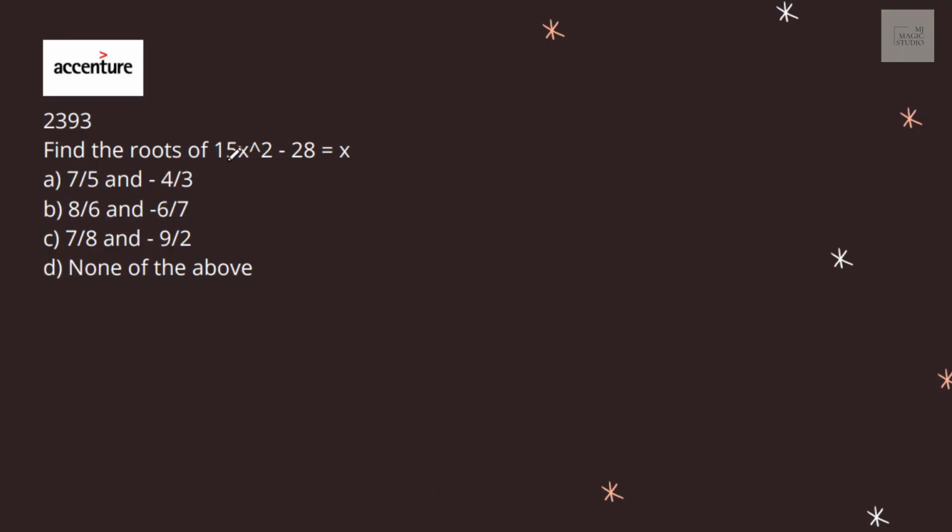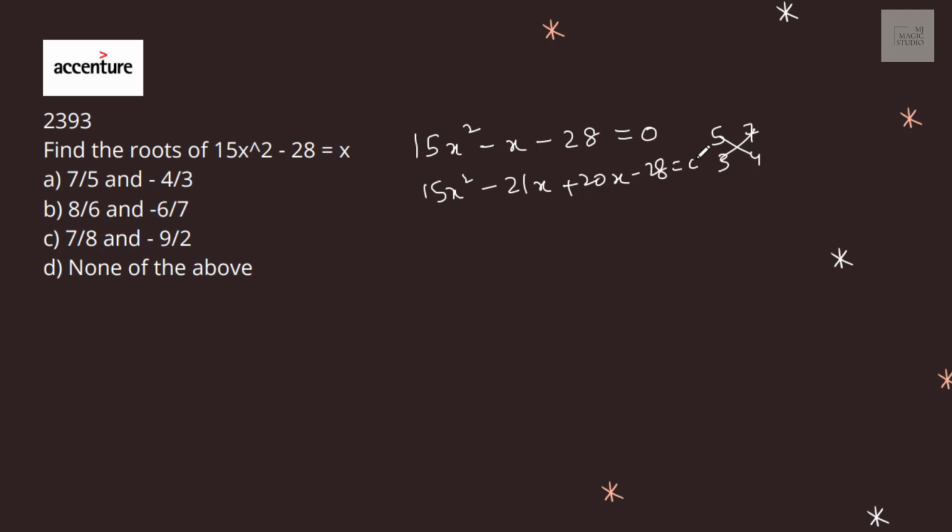Find the roots of, that means we just need to solve this and find the value of x. It is 15x square minus x minus 28 is 0. 15 is 5 into 3, 28 is 7 into 4. So we have 20 and 21. 15x square minus 21x plus 20x minus 28 is 0.